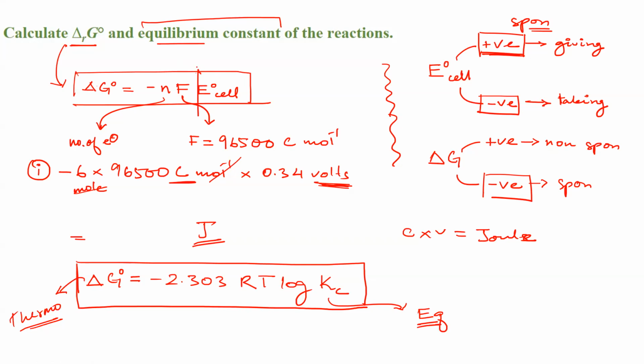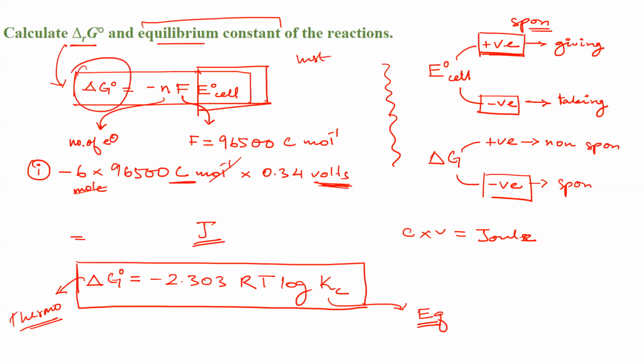We can have a device or an instrument that can measure the electricity, E naught cell, right? Yes or no? You have not seen a voltage machine, but you have seen a voltmeter, right? Like you have heard, there is a voltmeter. So you can have an instrument that is going to measure E naught cell.